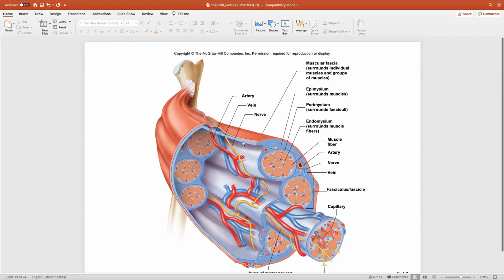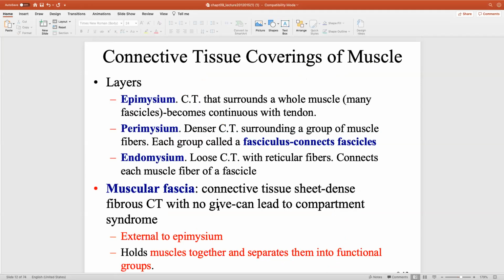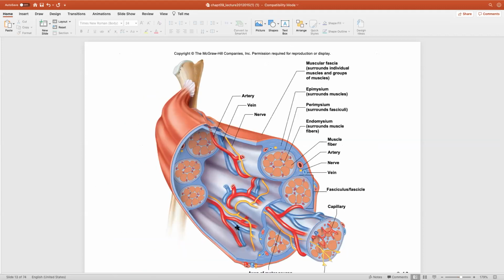And here you can see how the fascia right here is connected to the epimysium. Now, the muscular fascia, dense fibrous connective tissue, has no give. Sometimes when you damage a cell through trauma, you can have something called compartment syndrome. Compartment syndrome then means that you have trauma over here and there's no give in the muscle.